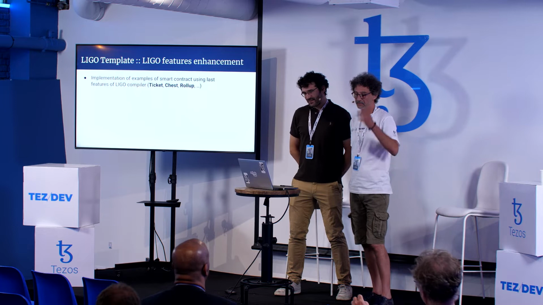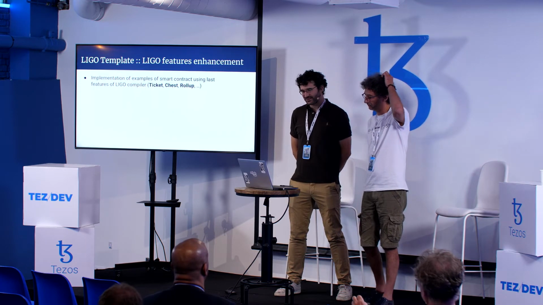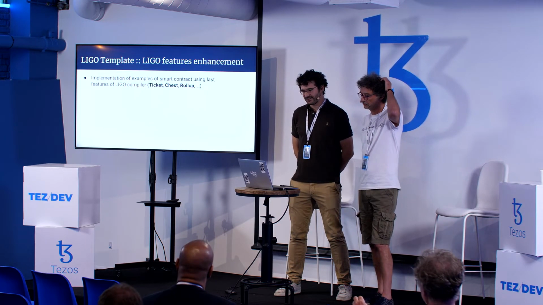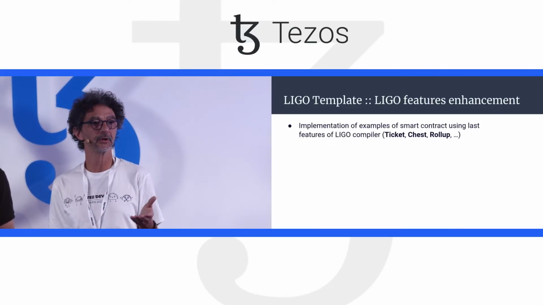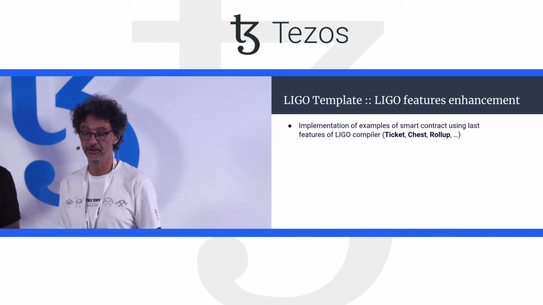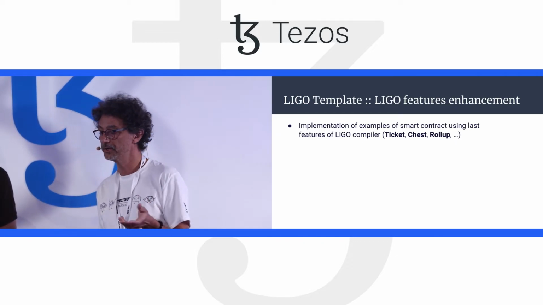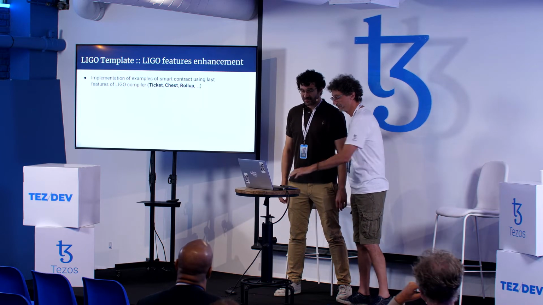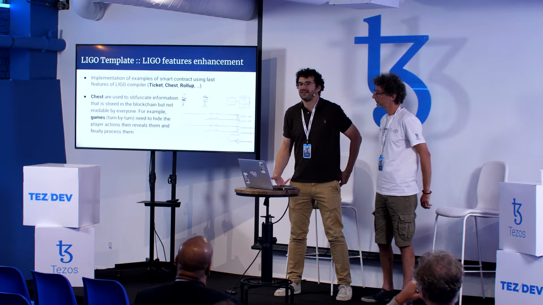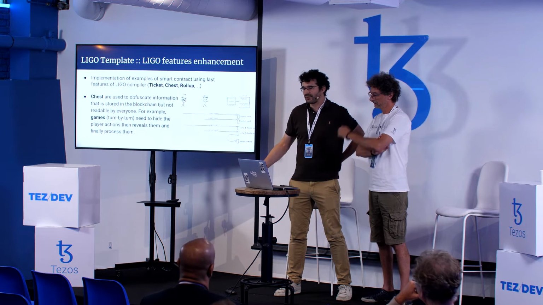So, as mentioned before, one important part in this library is also to illustrate the new features we can bring by the new protocols. For example, when we talk about new features, which are the data types like ticket, chest and rollup, right? Yeah. So for this purpose, we make examples and we show how to use this.